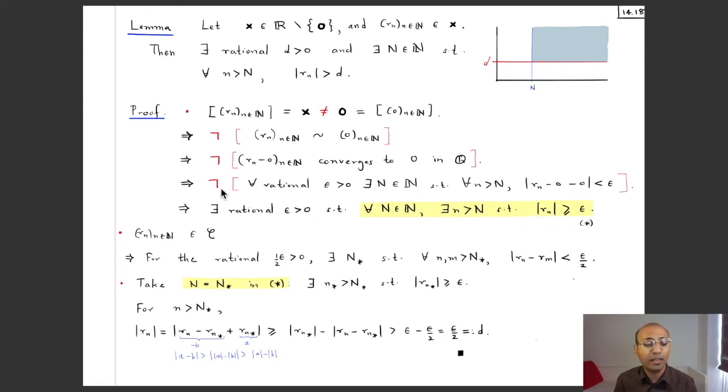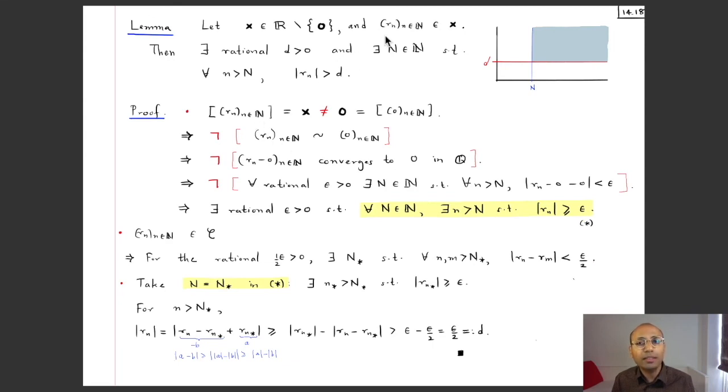So once again, the fact that it is not the case that this happens is the same as saying that there exists a rational epsilon positive such that for every capital N in the set of natural numbers, there exists a little n which is bigger than this capital N, but mod of Rn is bigger than or equal to epsilon. And this highlighted portion of the sentence, let's label that as star because we'll soon use that.